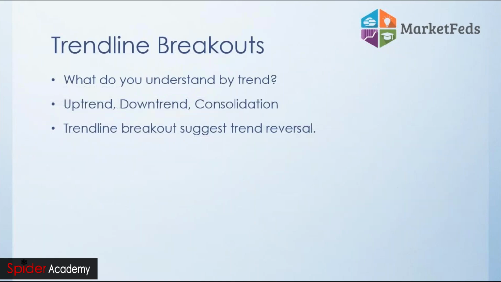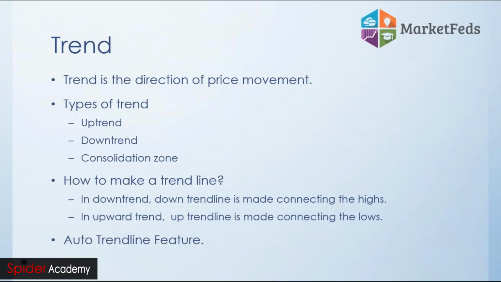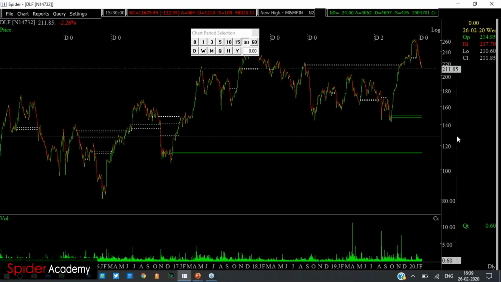First thing, what do you understand by a trend line breakout? But before we get into that, I would like to briefly explain what trends are. Trend is nothing but the direction of your price movement. And we have uptrend, downtrend, and consolidation. Today we are going to use only a line chart for this. The only reason is that a line chart is constructed using the closing prices, and when I see on daily, I particularly prefer a line chart because closing prices are your final prices for the day.